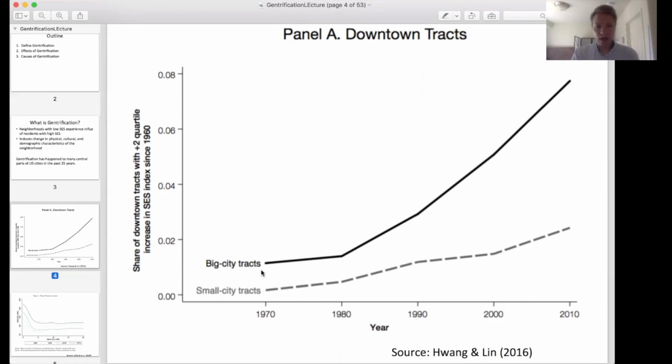And so we can see not a lot of change from 1970 to 1980, a little bit of change from 1980 to 1990. And then we have this huge increase from 1990 to 2010. This would just increase into 2020, where probably over 10% of our downtown tracts have undergone gentrification in the past 30 years.